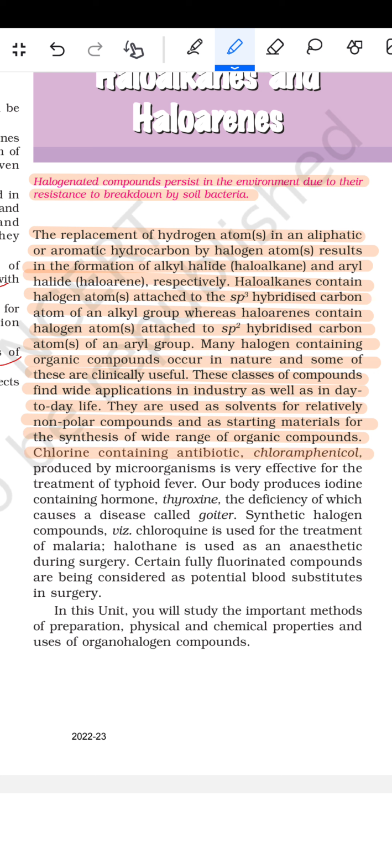The chlorine-containing antibiotic chloramphenicol, produced by microorganisms, is very effective for the treatment of typhoid fever. Our body produces the iodine-containing hormone thyroxine, the deficiency of which causes a disease called goiter. Synthetic halogen compounds, namely chloroquine, are used for the treatment of malaria. Halothane is used as an anesthetic during surgery. Certain fully fluorinated compounds are being considered as potential blood substitutes in surgery.